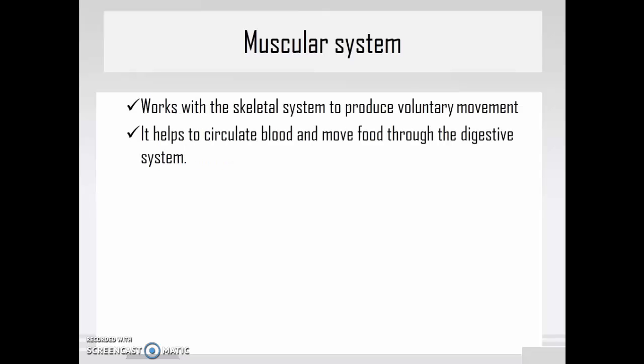If we see the function of the muscular system, it works with the skeletal system. They work in coordination with one another to produce voluntary movement. It helps to circulate blood and move food through the digestive system. How do they circulate the blood? Because cardiac muscles are there in the heart, and the heart pumps the blood. They move food through the digestive system because you're going to find smooth muscles in, we can say, the stomach. That's why they are able to move the food. This is what they are trying to tell us here.